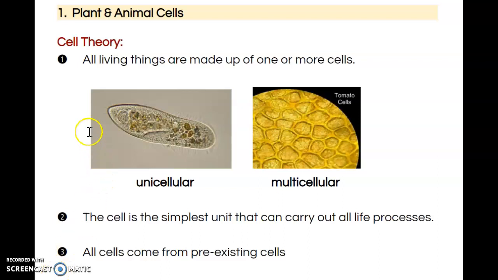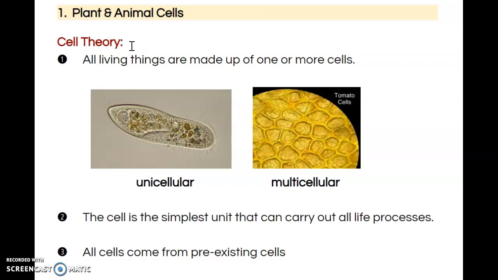Okay, so today we're starting our biology unit, and we're going to start off by looking at the differences in plant and animal cells and what the similarities are between the two types of cells. But first, we're going to talk a little bit about cell theory. Cell theory is made up of 3 points that pretty much sums up everything there is to know about cells.